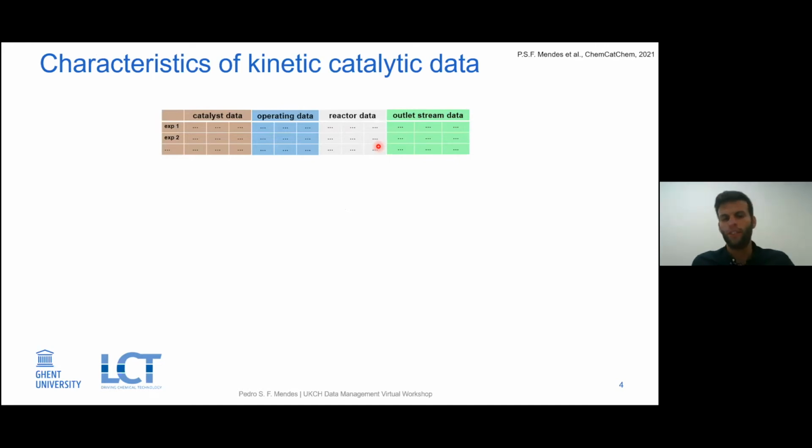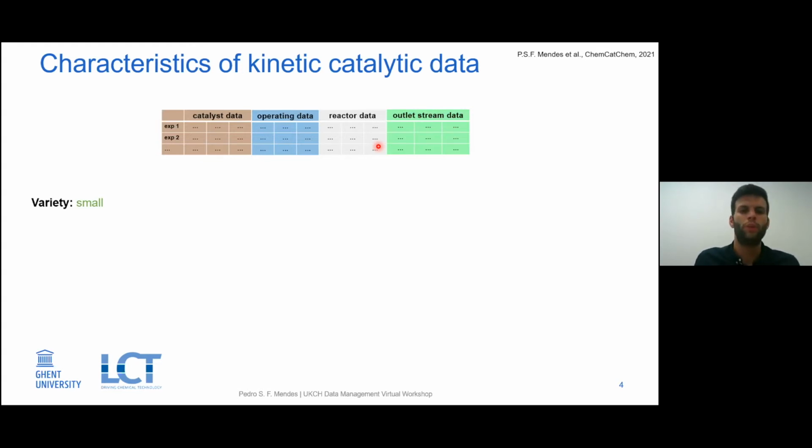Now, what are the characteristics of this data? That's what we need to know before starting to reuse it. I will be classifying the kinetic catalytic data in terms of one of the most used classifications for big data, for the sake of analogy. And these are the 5 V's.